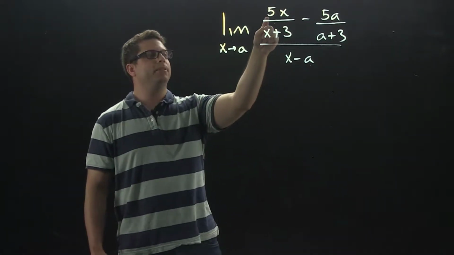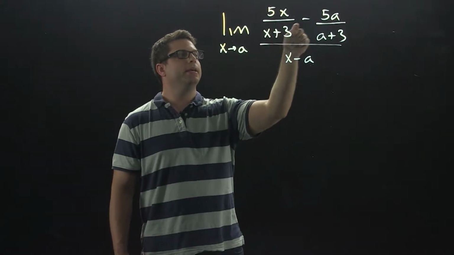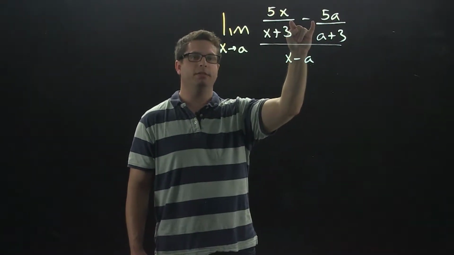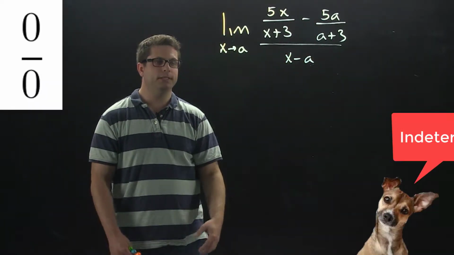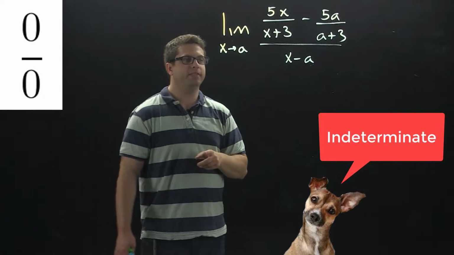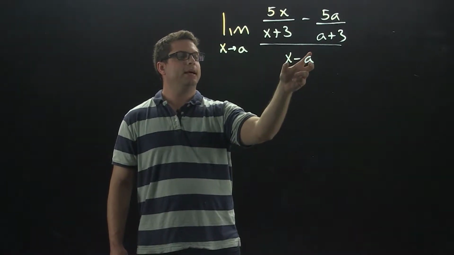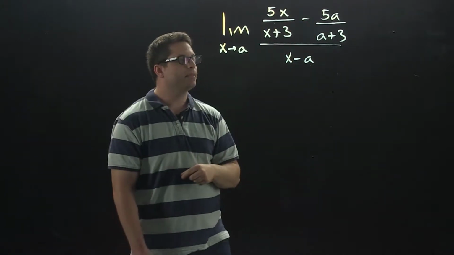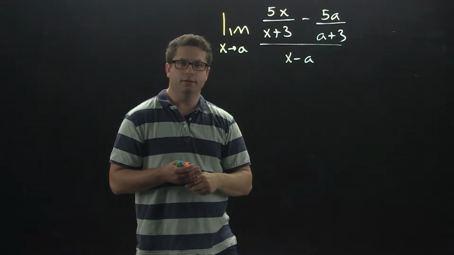But if I plug in a on top, I'm going to get 5a over a plus 3, and we get the same thing again, so the top is going to simplify to 0 as well. So right now I have 0 over 0, which is indeterminate, but we do have a way of fixing that. Our goal is to get rid of the x minus a on the bottom by figuring out how to pull one out from the top.